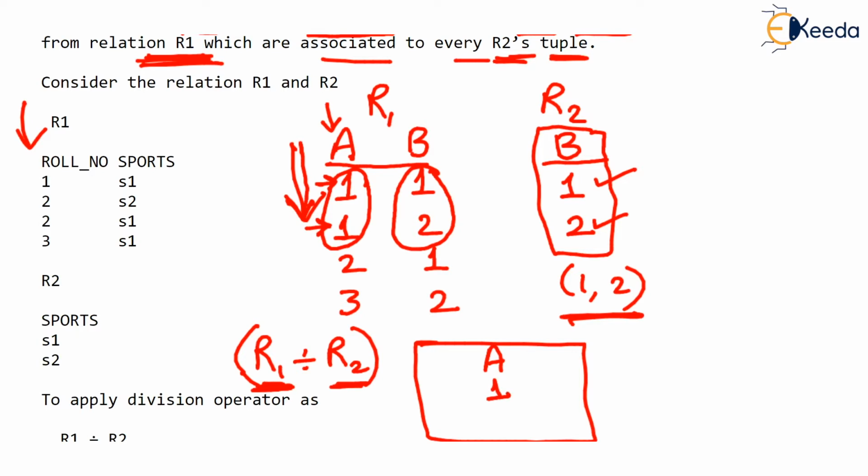Let us check this value 2 under A. 2 is associated with 1, and 1 is present in the other relation. But unfortunately, this 2 is not associated with the other value 2 of our other table. Similar happens to 3. 3 is associated with 2, but 3 is not associated with 1. So in our result, we will get only the value of A as 1. I hope you are understanding.